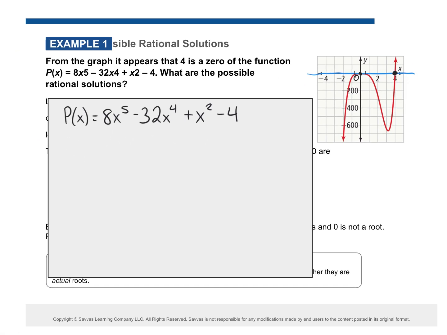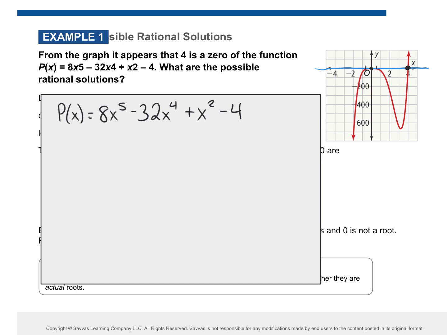Okay, that's where these possible solutions come in. Looking at this, how many solutions are we supposed to have? 5. Where'd you get the 5 from? The exponent, right? We're supposed to have 5 solutions. Okay, so we want to list all the possible rational solutions. How we're going to do that is we care about 2 things. I care about the leading coefficient, which is what? 8. Why 8? It's with the highest exponent. The other thing I care about is the constant. What is the constant?